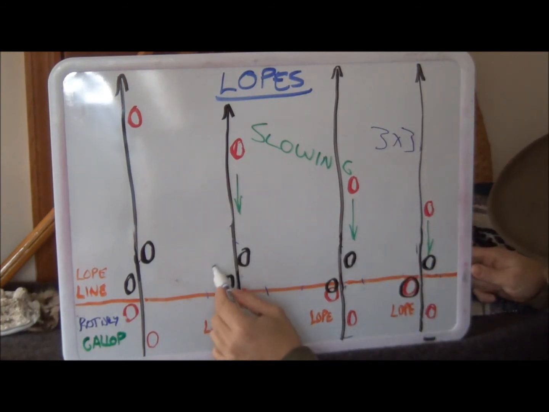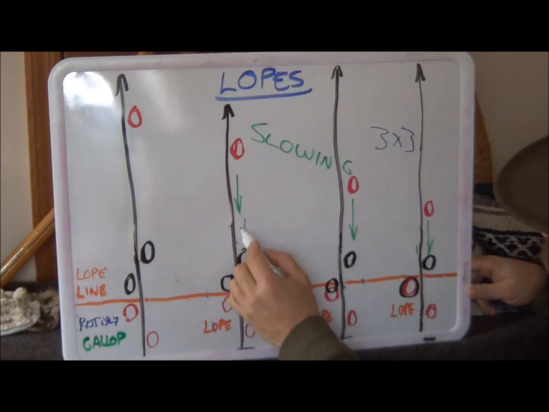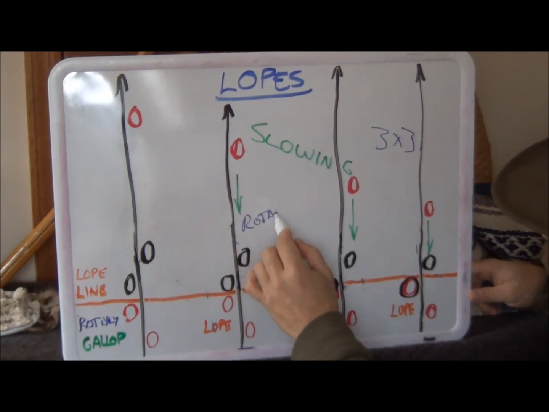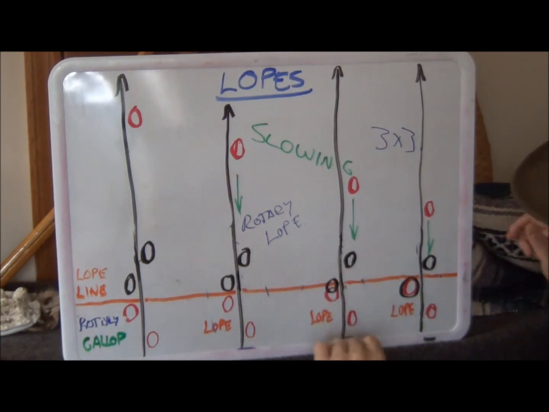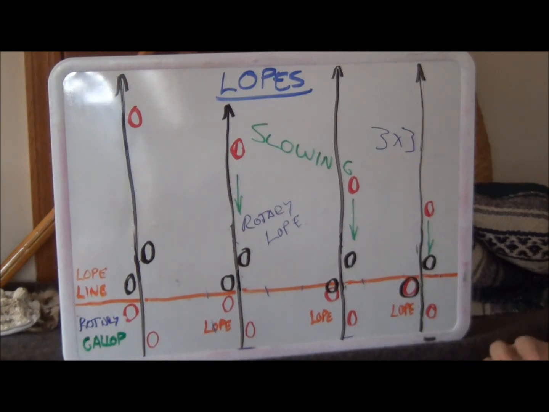This group here, which would be a rotary lope, because it's still slower than a full rotary gallop, or C-shaped gallop. Same principles apply again, the same thing with the rules of speed. So let's take a look at the 3 by 3 lope with the index cards.